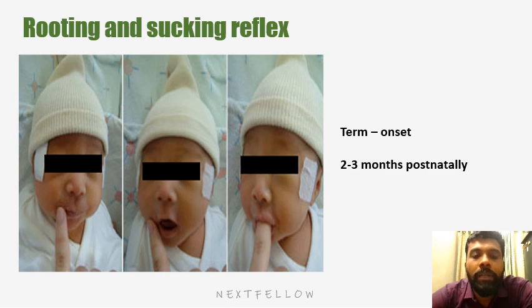Now this is the rooting or sucking reflex. Stroking the infant's cheek, the infant turns the head to that side and makes sucking motions. It is usually seen in term babies and it lasts till 2 to 3 months postnatally.